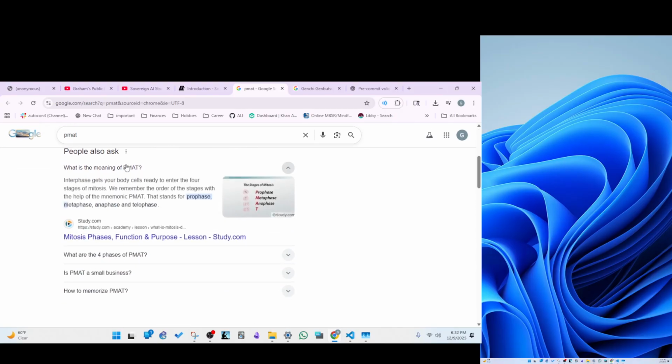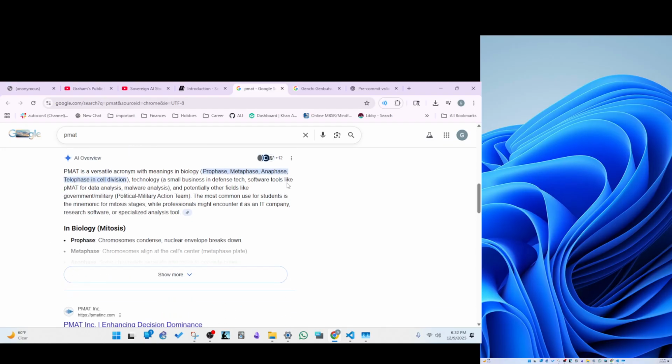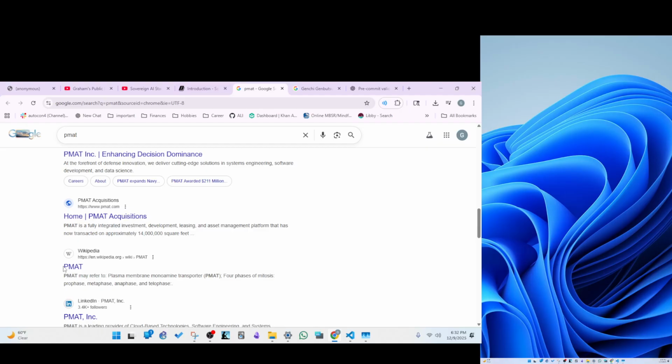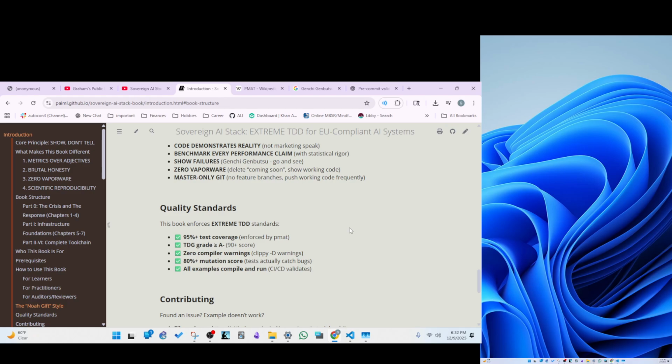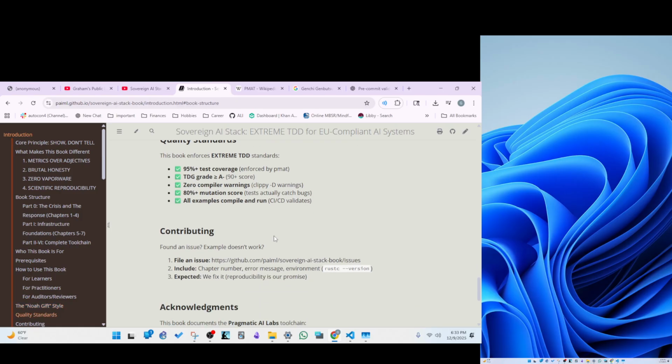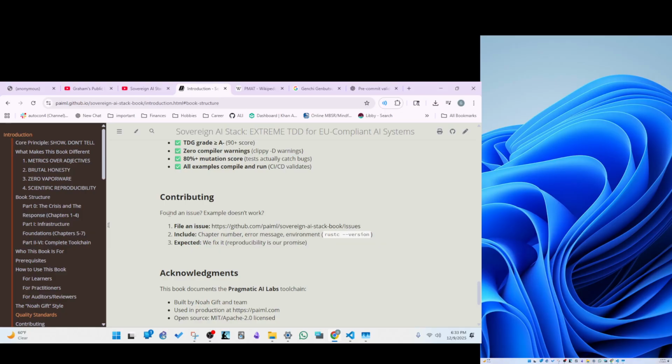PMAT. Oh, well, it's not that. Oh, here's the wiki, it says there's things. Yeah, I'm not sure what PMAT means here. TDG, and this is what was it? Total. I forget. Grade greater than or equal to an A minus, 90 plus score, zero compiler warnings, Clippy -D warnings, 80% plus mutation score. Tests actually catch bugs. All examples compile and run. CI/CD validates.